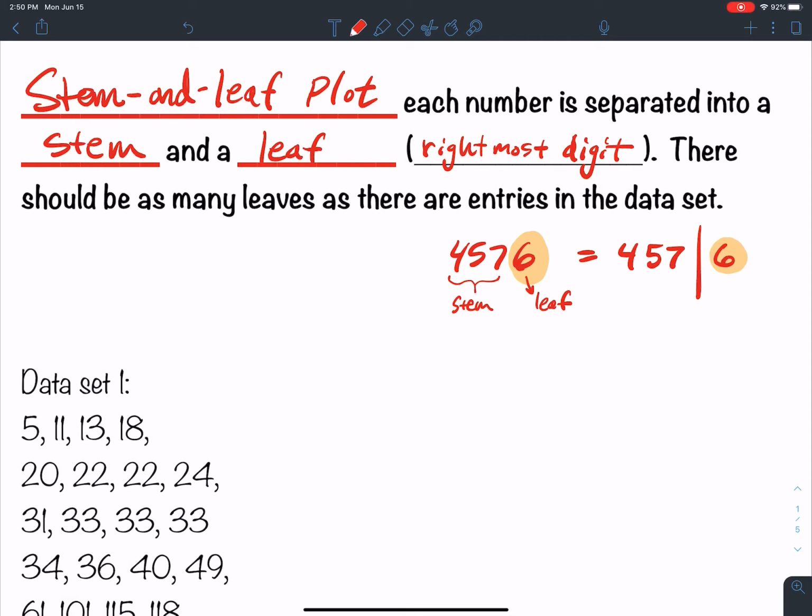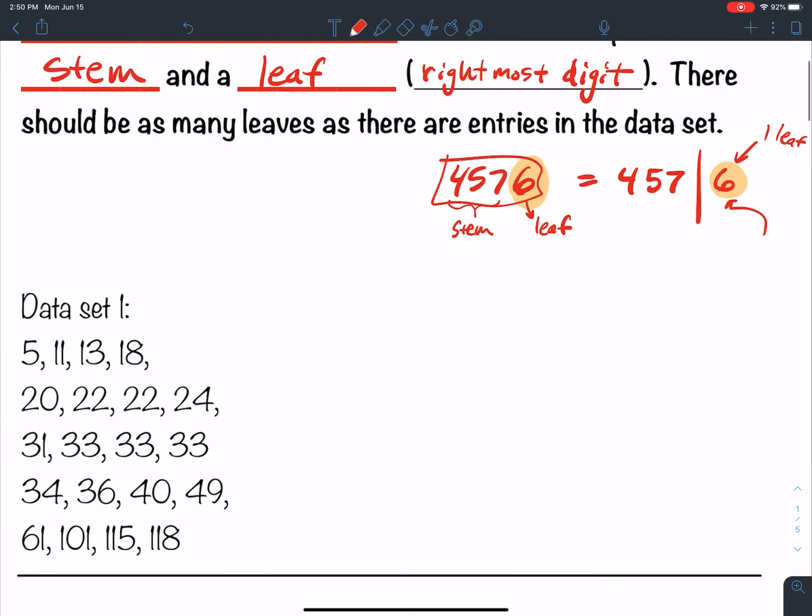There should always be as many leaves as there are data points. Since we just had one number, there's one leaf. The advantage of this is that when you graph it, you can still see the original data, and it's easy to sort the data. So let's take a data set and create a stem and leaf plot.